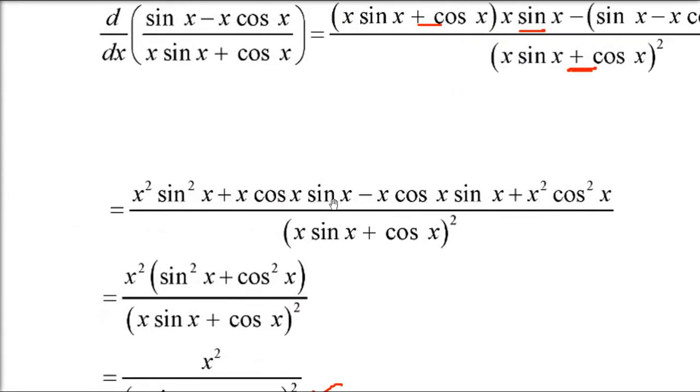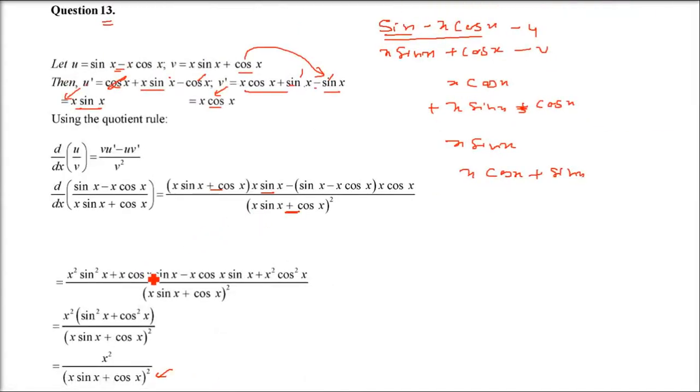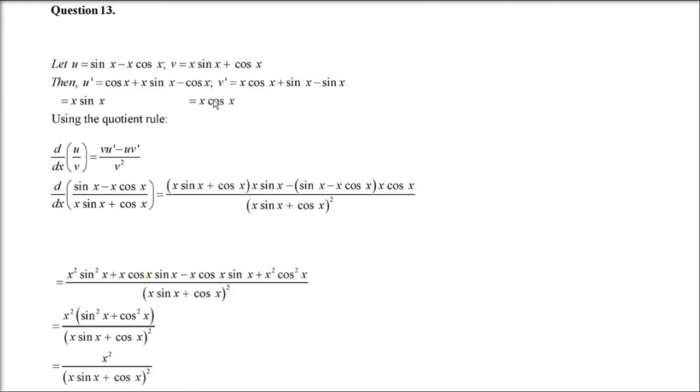Now see x cos x sin x and x cos x sin x can be cancelled. You can just cancel these two. So x square sin square x and x square cos square x will come. Now you can take x square common, it will be sin square x plus cos square x. Sin square plus cos square is 1. So only x square will come. So you have x square, and the denominator remains the same.